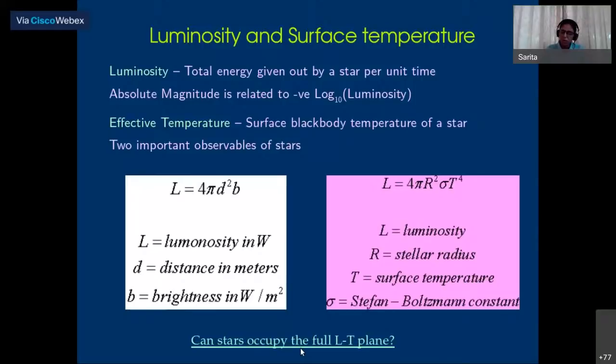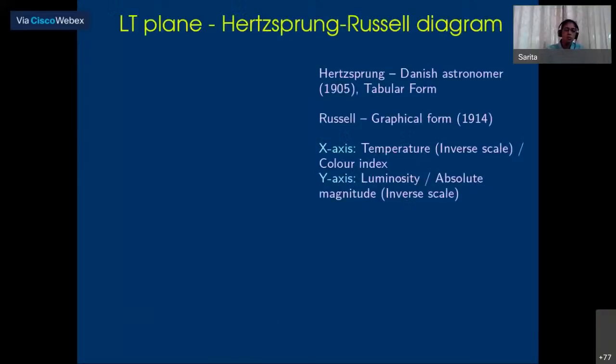This experiment was done very early on, early in the 20th century, when they started measuring the effective temperatures of the stars. And they knew the parallaxes of some of these stars, so they knew the distances, so they could calculate the luminosity. This was done by two astronomers. There was a Danish astronomer called Hertzsprung. In 1905, he gave a table of the luminosity and the effective temperature of a random group of stars.